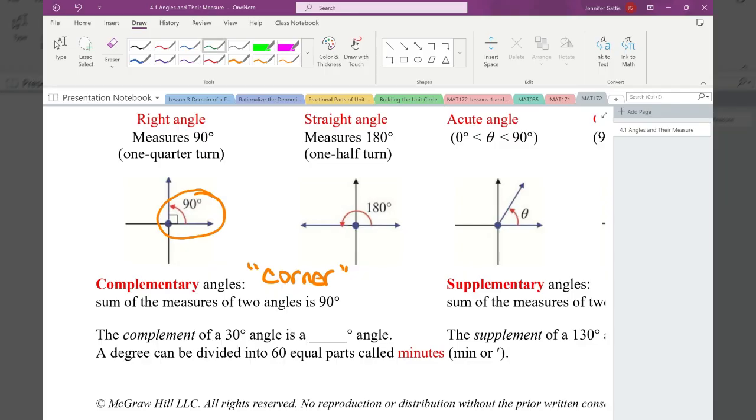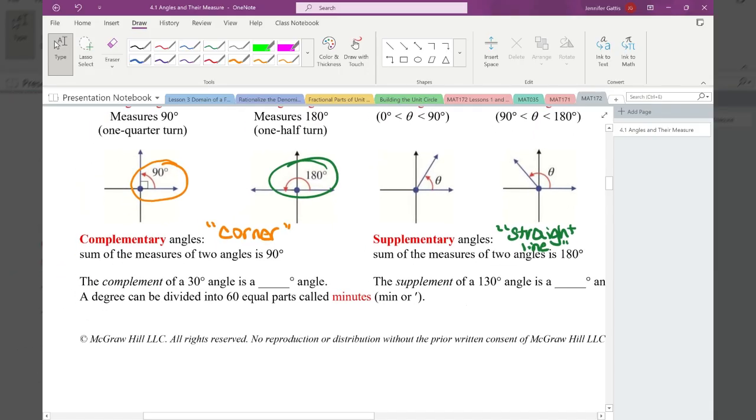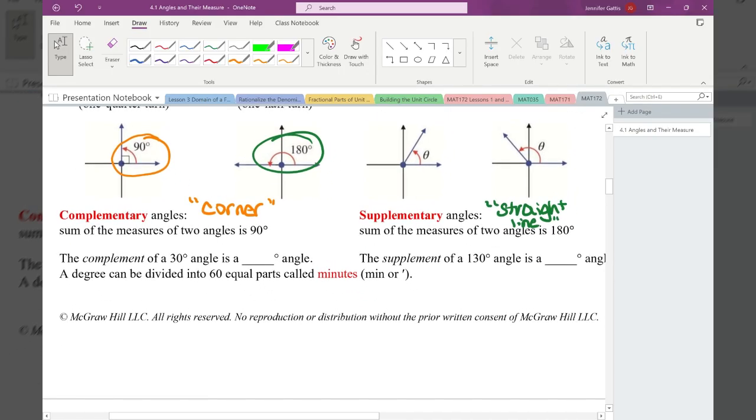Now, when we think about supplementary angles, since complementary was a C word, corner, supplementary is an S word for straight line. And the angle that makes a straight line is 180. So when we have complementary angles, the sum of those two angles is 90, and for supplementary, the sum of those two angles is 180.